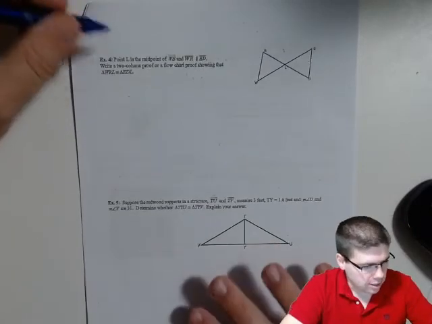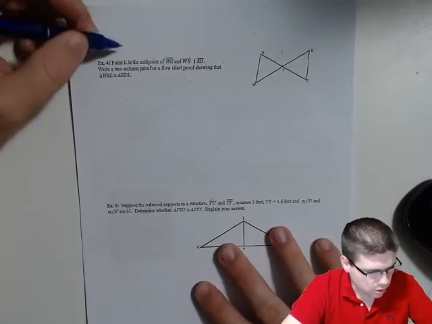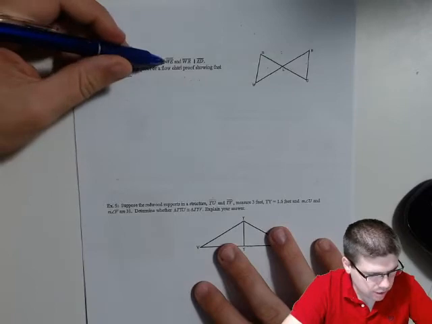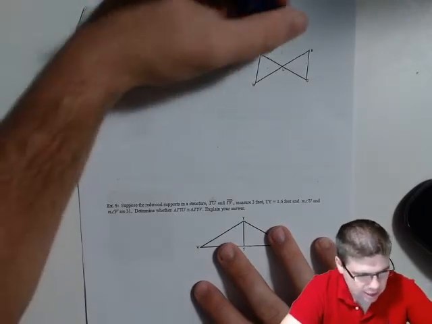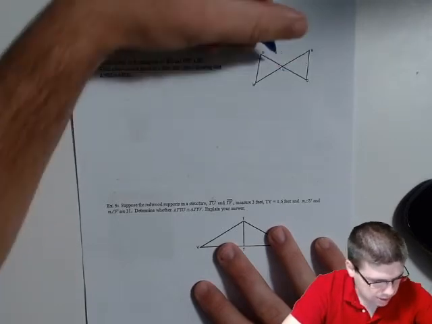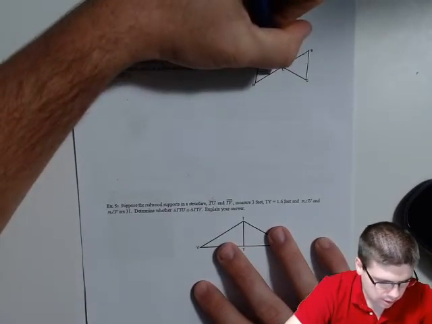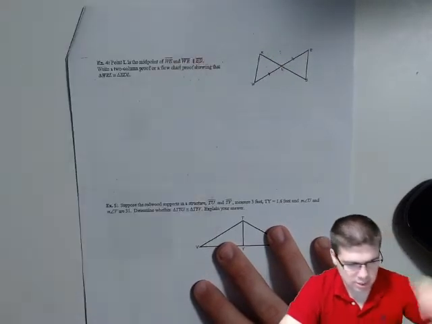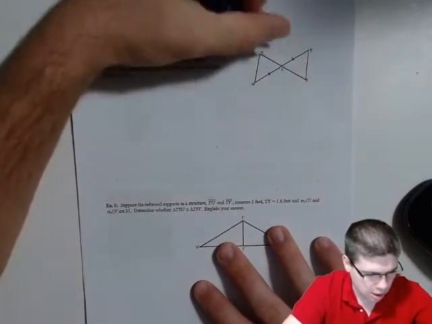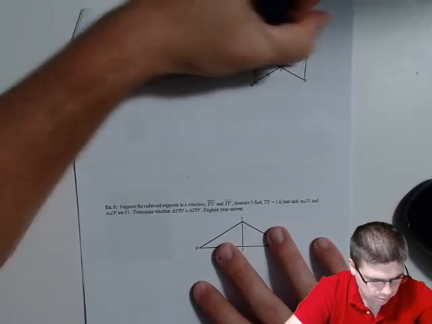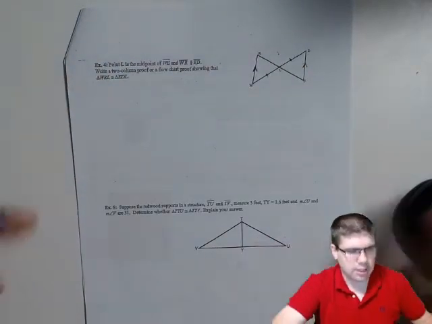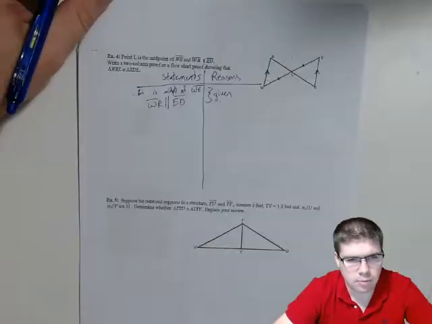Couple more to practice on the back. So in this one, we're told point L is the midpoint of WE and WR is parallel to ED. So L is the midpoint of WE. So we're going to be able to show that those sides are congruent. And then we're told WR is parallel to ED. So parallel there. Let's set this up and get going on it.